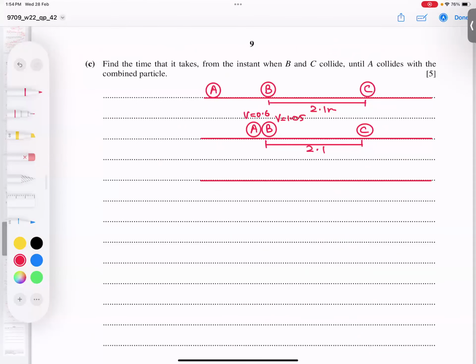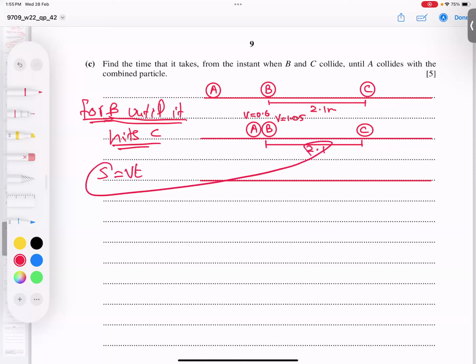So now B will take how much time to reach C, because B hits C in the collision. That is important, so I'm giving a title here: for B, until it hits C. So naturally, what's the formula? Distance is equal to velocity, speed, into time. This works because there is no friction at all.